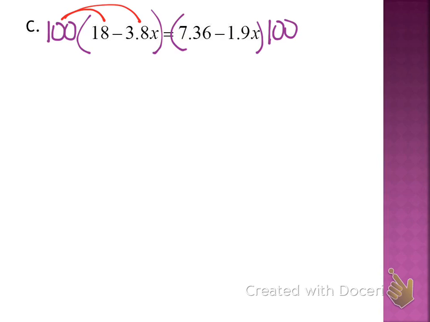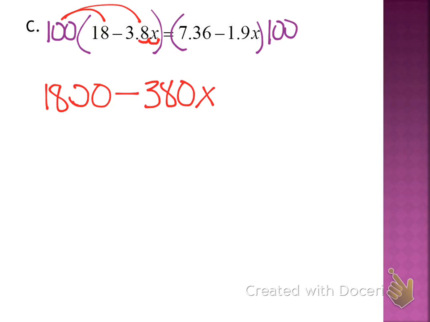All right, so I'm not going to write this one out because these are a little easier actually. So 18 times 100 is 1800. Minus, we'll move this decimal twice. So that's going to be 380x equals, move this decimal twice, 736. Minus, move that decimal twice, 190. Make sure you're putting those zeros for placeholders.